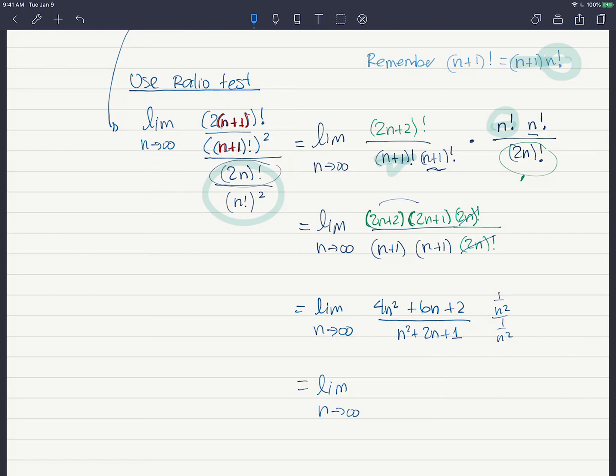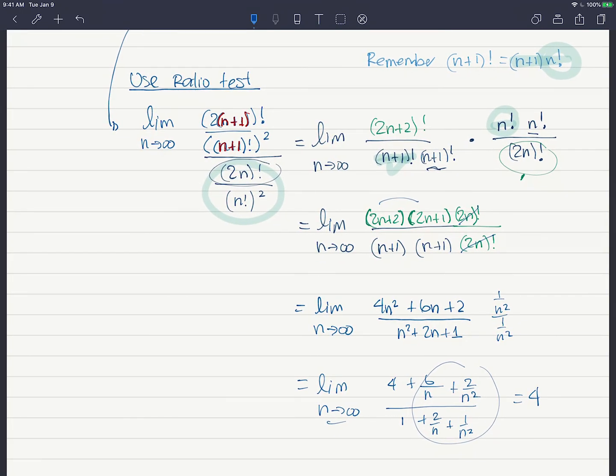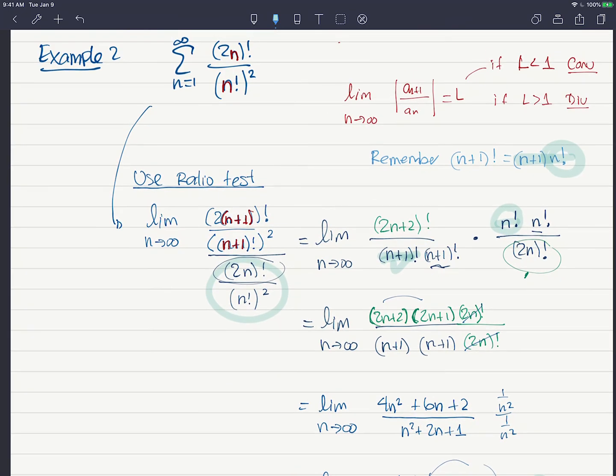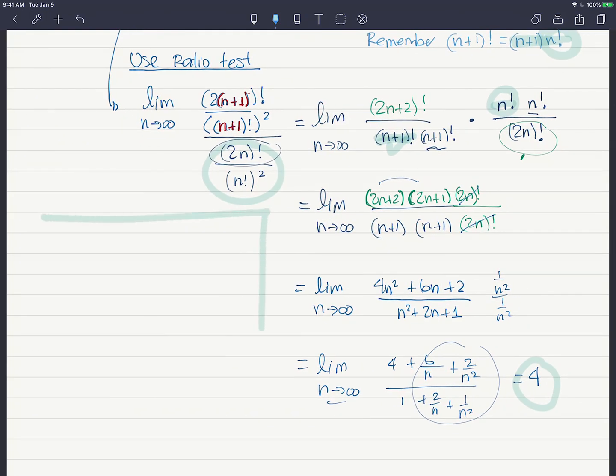Many of you know that this becomes a 4, right? It's going to be a 4 plus 6 over n plus 2 over n squared. In the bottom I get a 1 plus 2 over n plus 1 over n squared. And in the limit when n goes to infinity, all these terms are 0, so just a 4. So, since the limit we got is the number 4, which is more than 1, we're in this case, so the series diverges.